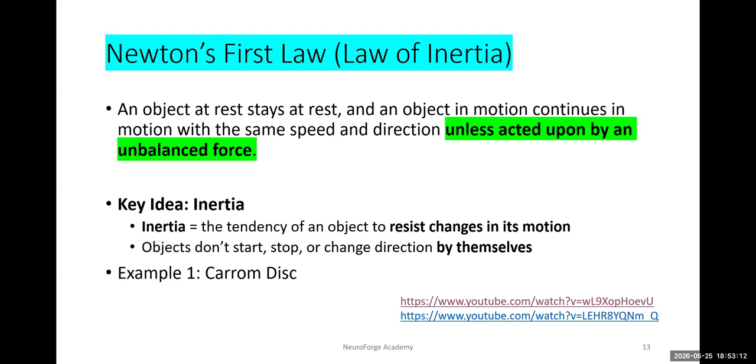This property is called inertia. If you want, I can write this down on the board as well. Anyway, you write this: Newton's first law, law of inertia, and write this definition.